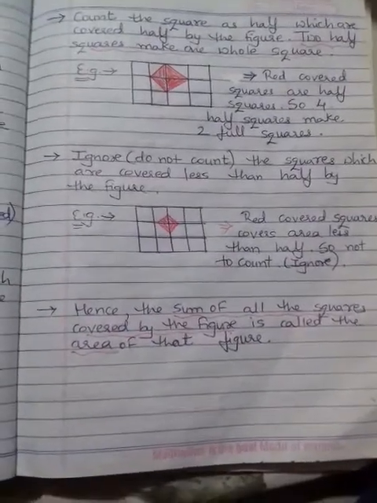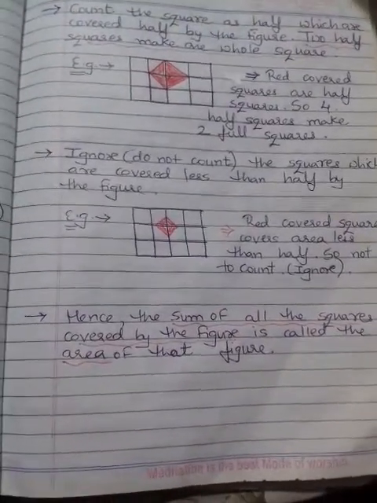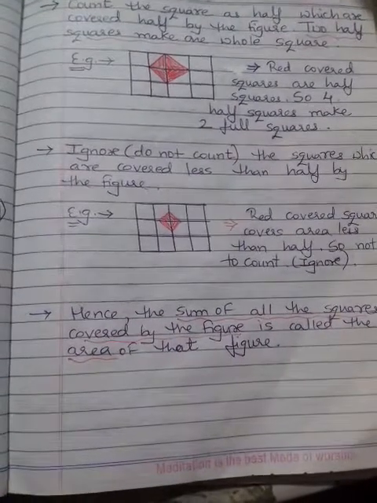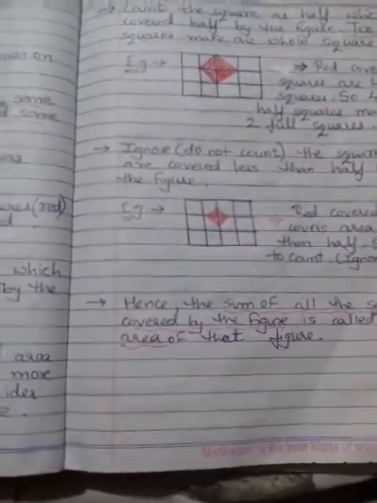So when you make a total of full squares or whole squares, more than half squares and half squares, that all is to be added together, and the sum will be the area of that figure. Hopefully this is clear to you.